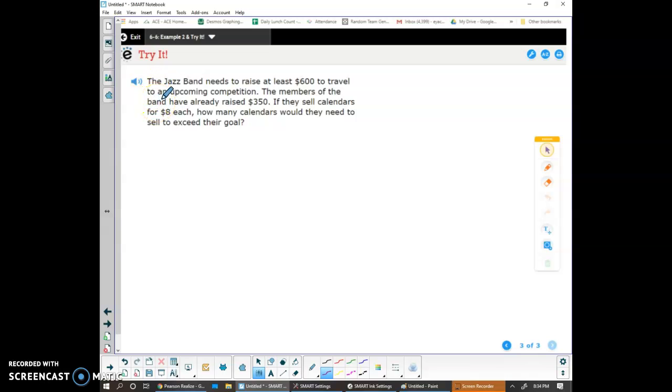The jazz band needs to raise at least $600, to travel to an upcoming competition. The members of the band have already raised $350. If they sell calendars for $8 each, how many calendars would they need to sell to exceed their goal? All right, so we're looking for the number of calendars. So I'm just going to throw my variable out there. C is equal to the number of calendars.